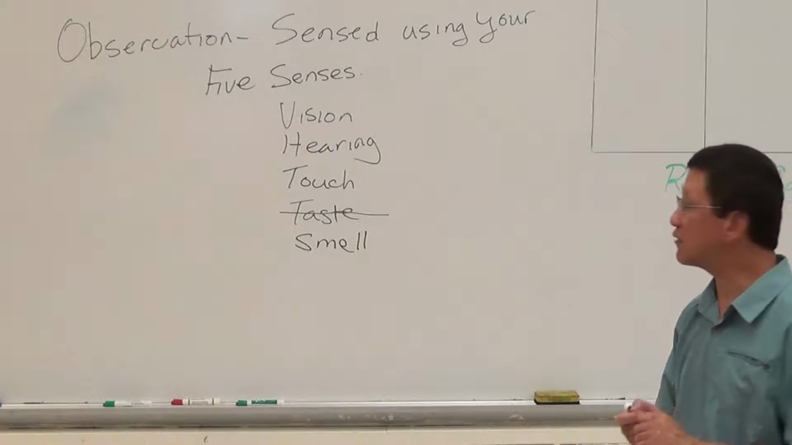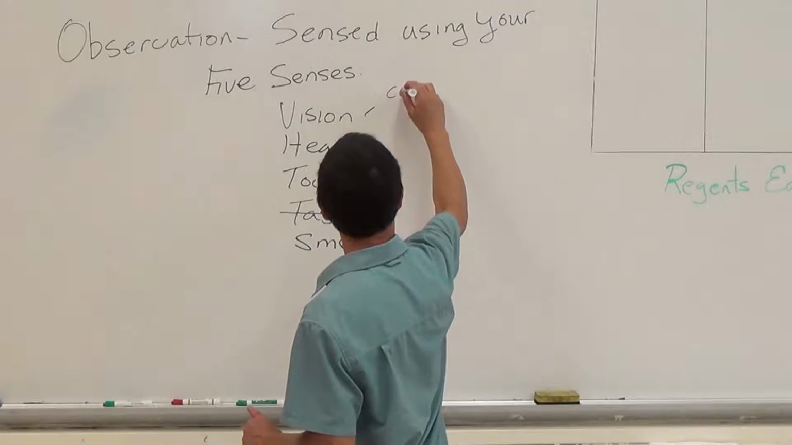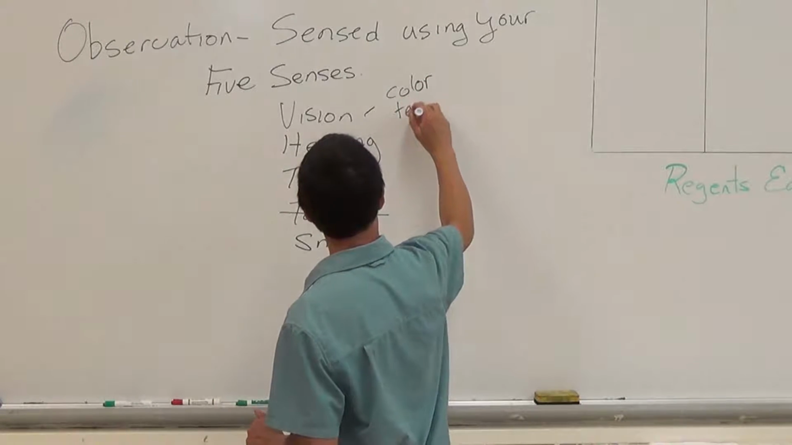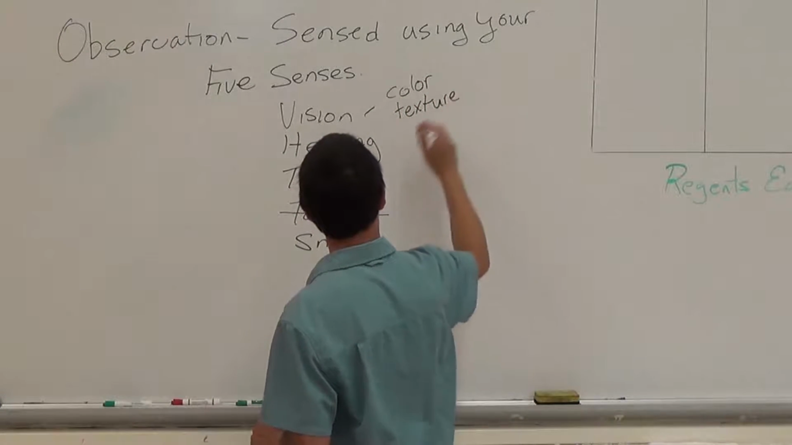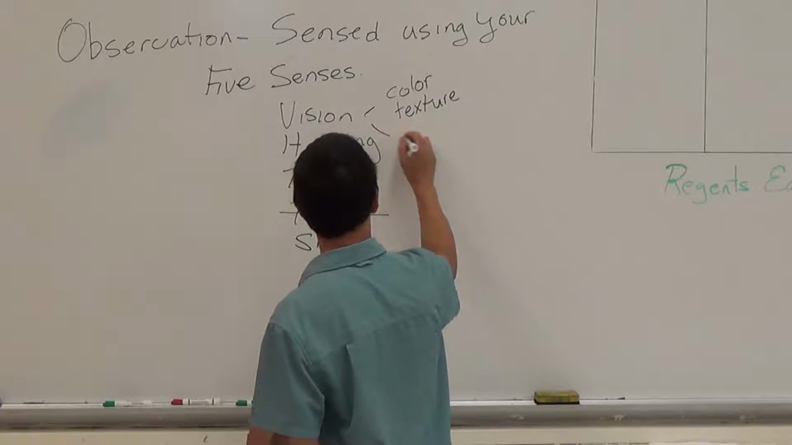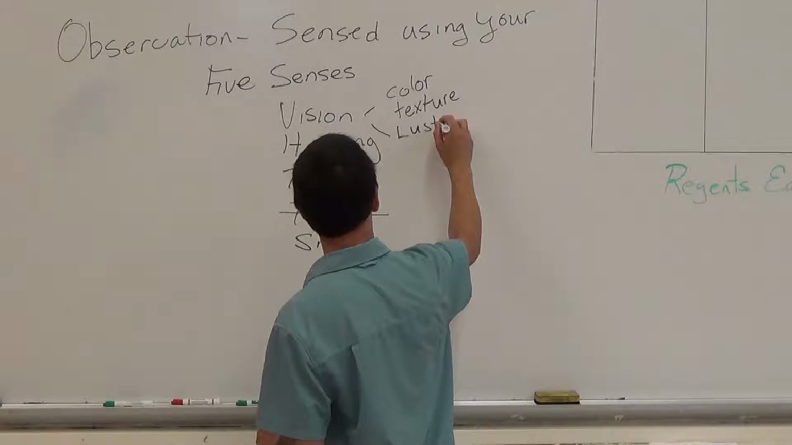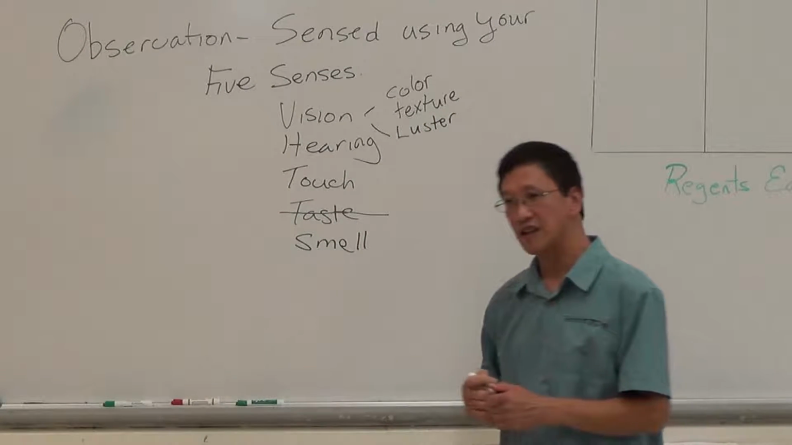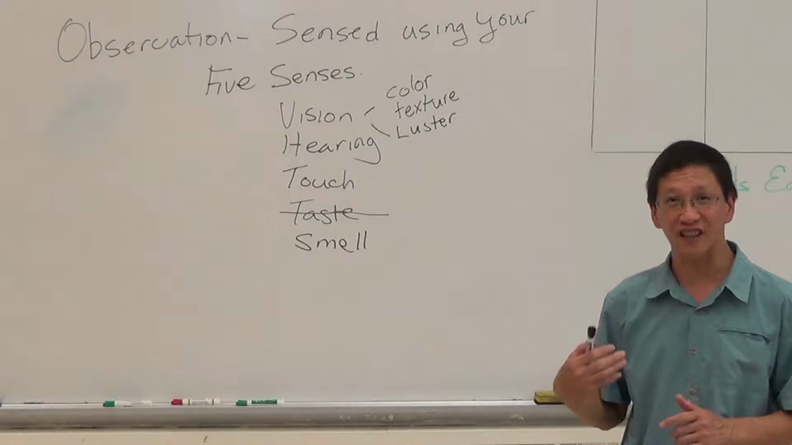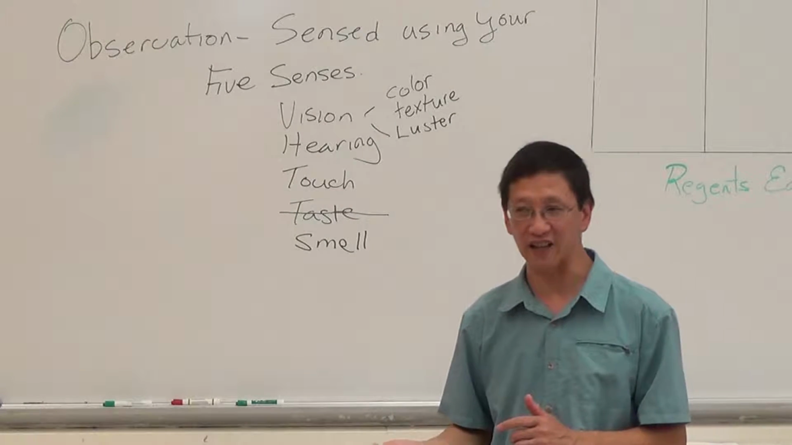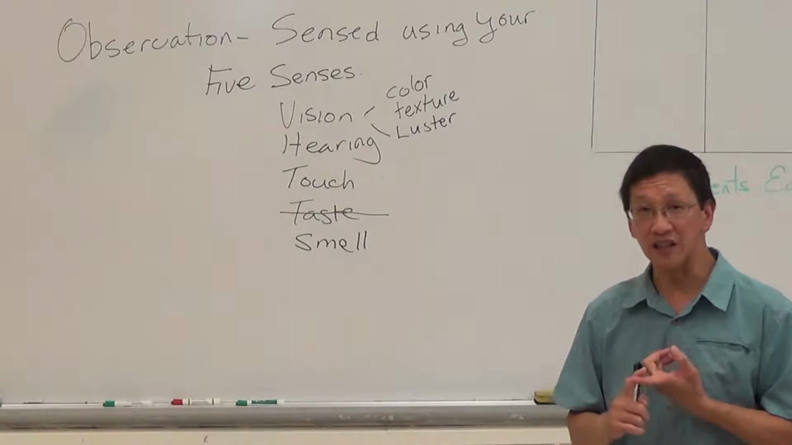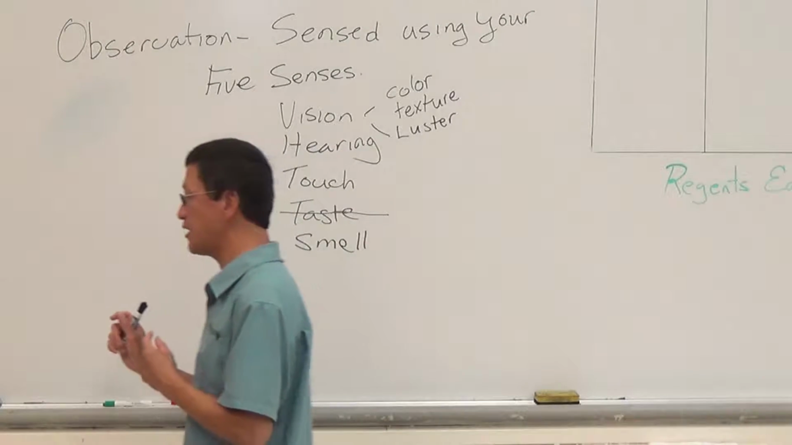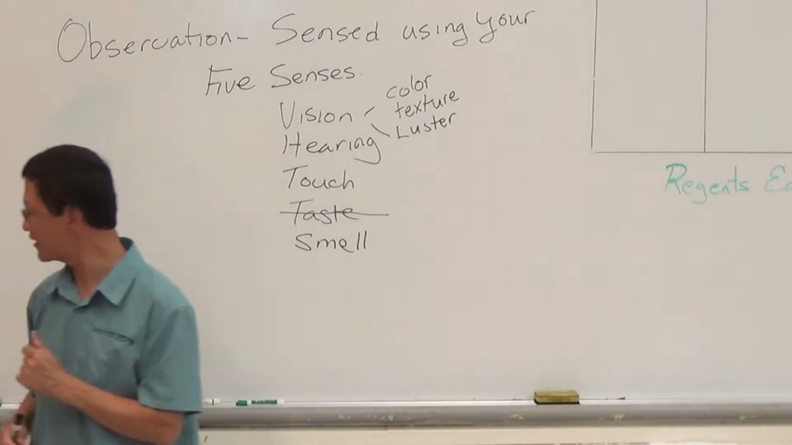Vision, things you can see with vision. Color, texture, and something we call luster. Luster is basically how does the mineral reflect light. We can cut it down to two possible types of luster.